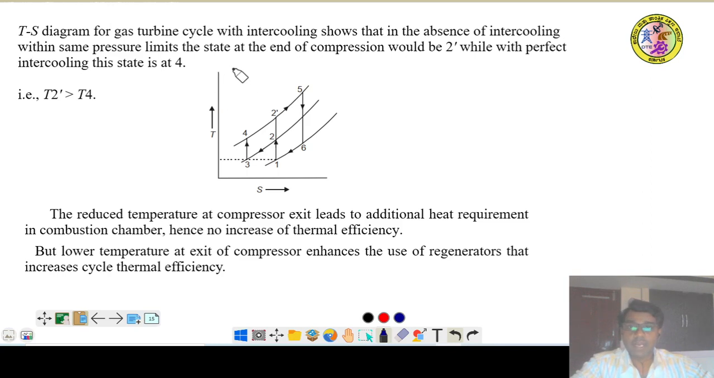If we do not use intercooling, at the end of compression we have state 2 dash. Now by using intercooling, it is at 4. So T2 dash is greater than T4. Definitely T2 dash is greater than T4. This is T2 dash and this is T4. T2 dash is greater than T4.